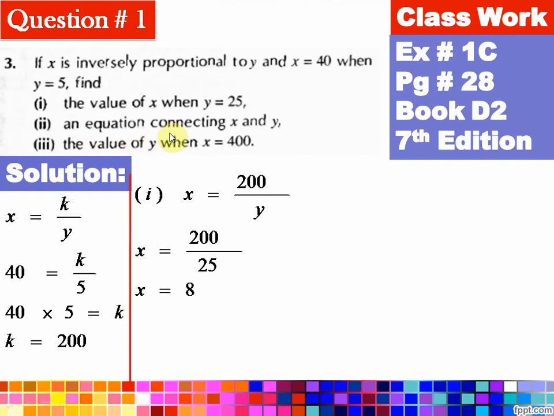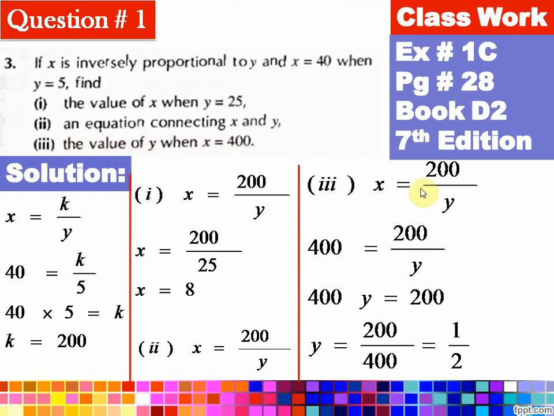Next it says write an equation connecting x and y. So you just have to write the equation in x and y variables by replacing the value of k. This is the second part of the question. Next, moving on, the third part says find the value of y when x equals 400. Again we write the equation first: x equals 200 over y. Now x is 400, so 400 equals 200 over y. Now 400y equals 200. Now 200 divided by 400 is 1 over 2, which is 0.5.